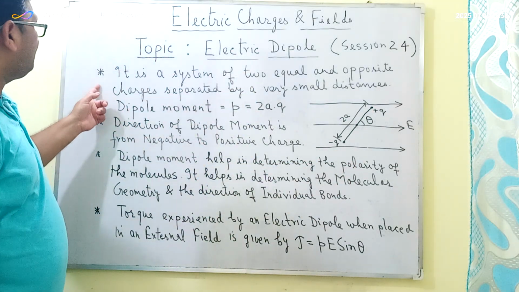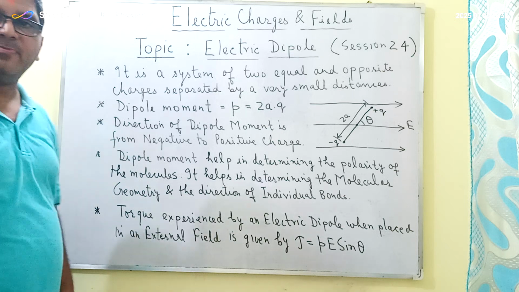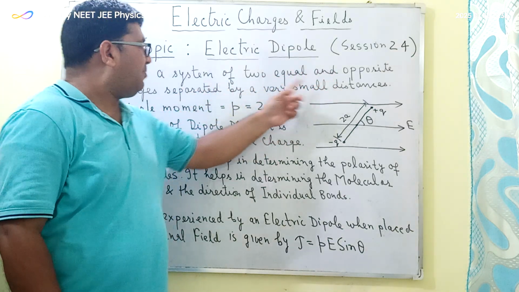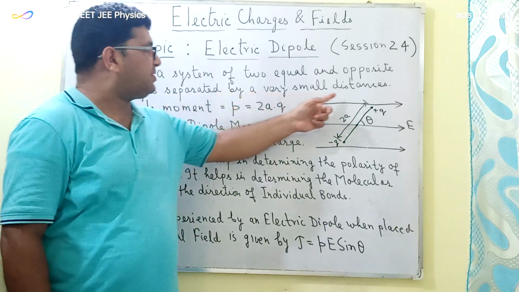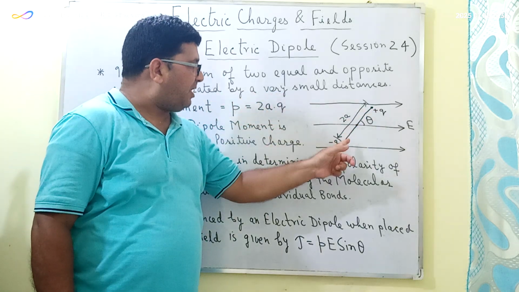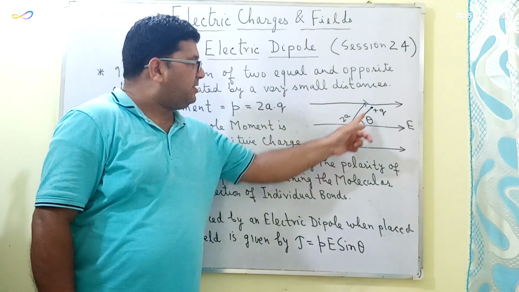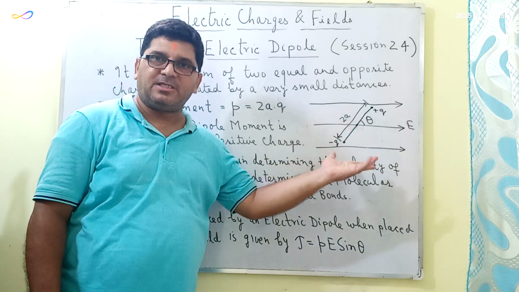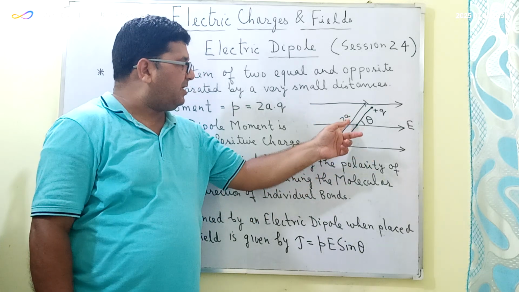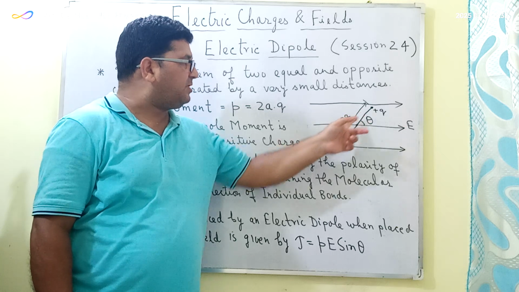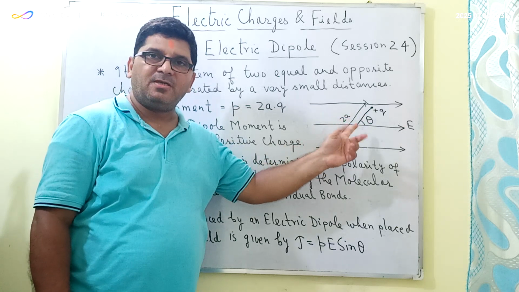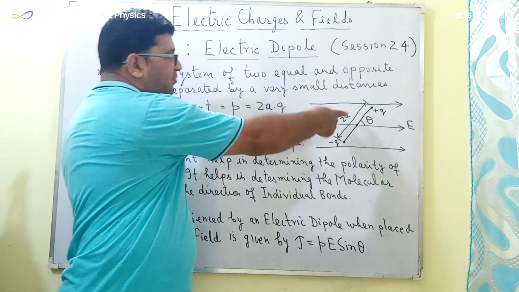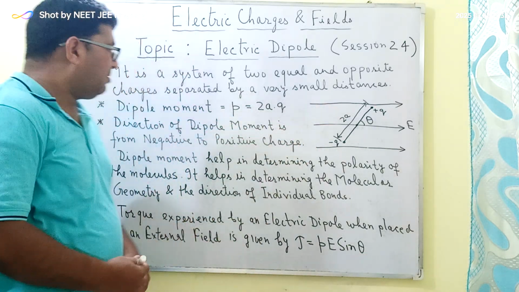So first point is basically the definition of the electric dipole. The dipole is a system of two equal and opposite charges separated by a very small distance. So this is a dipole and the distance between these two charges is equal to 2a. This is something which is written in the books also. Therefore, I have written the distance between the two charges equal to 2a. If it is L, then the distance between the two charges will be equal to L.